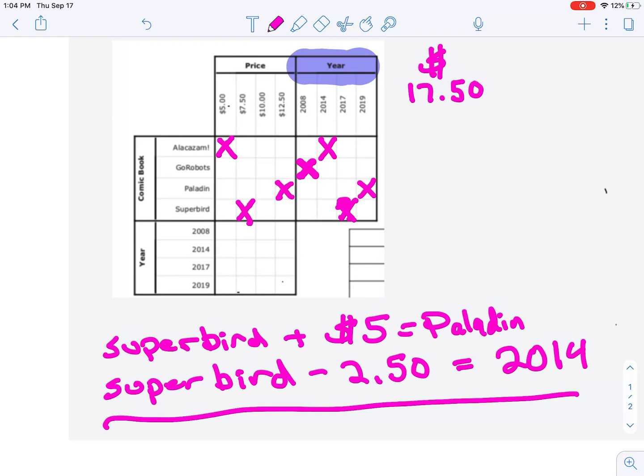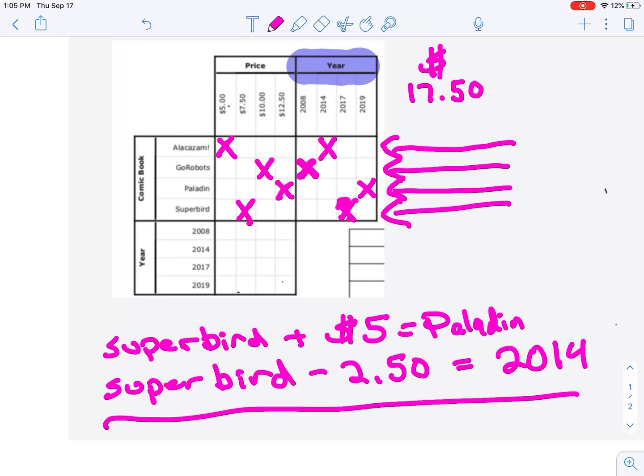Now I'm going to go over and look at Go Robots, because I need an X right there. And now I have the whole thing filled in. So this top one here tells me that Alakazam sold for $5 in 2014. That Go Robots sold for $10 in 2008. That Paladin sold for $12.50 in 2019. And that Superbird sold for $7.50 in 2017.